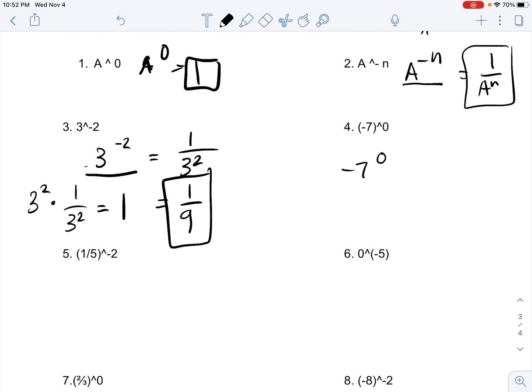Negative 7 to the 0th power is just 1. Now, this parenthesis is very important. Since your exponent is categorizing the entirety of -7, the entirety of -7 is just going to equal 1. However, if there wasn't a parentheses that included this negative, your answer would be -1 if it was just -7 to the 0th power. This parentheses tells you that this negative and this 7 are included in this exponent.